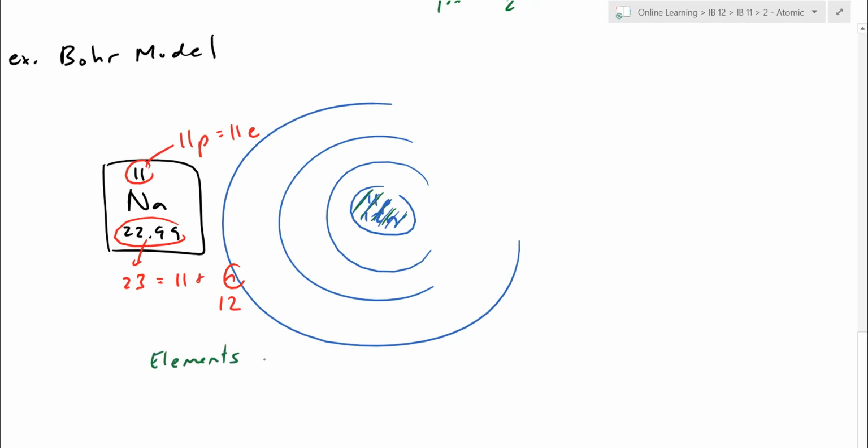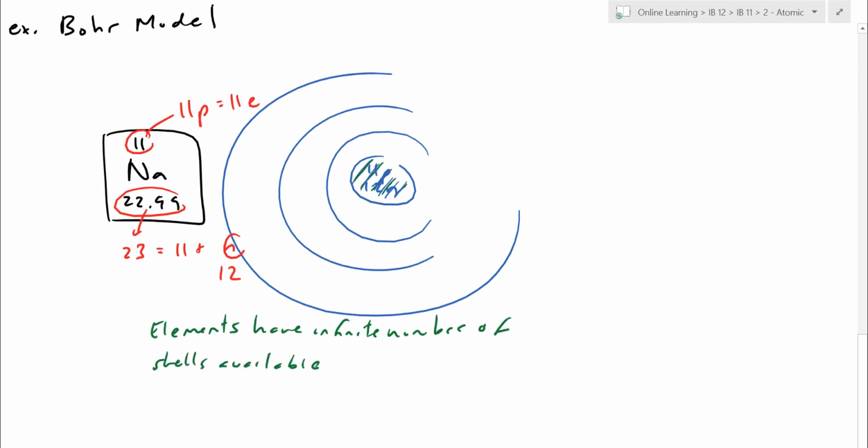Elements have an infinite number of shells available. So electrons can be on any of these shells. We'll qualify that a little bit. But I'm only going to draw the shells if I actually have the electrons. So imagine 11 people arrive at this atom. 11 people need to be added to this. I tried to mark off the neutron and sort of the inside here. So this is n equals 1, 2, 3, like that.